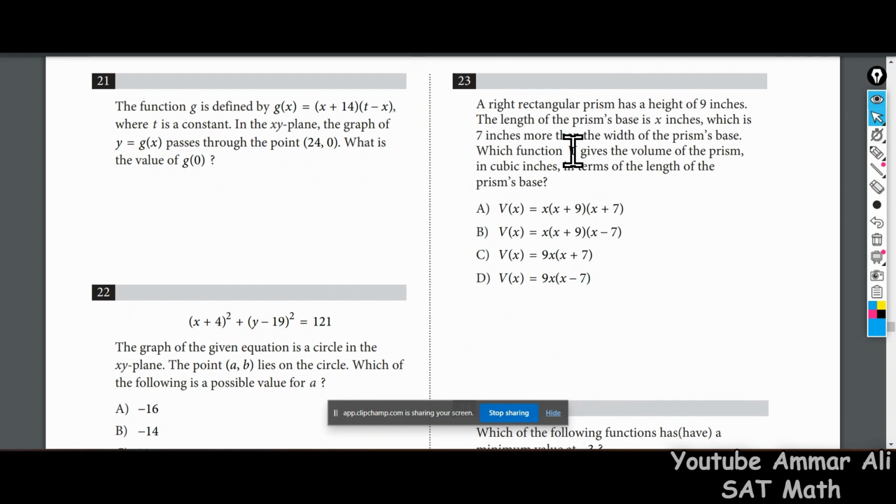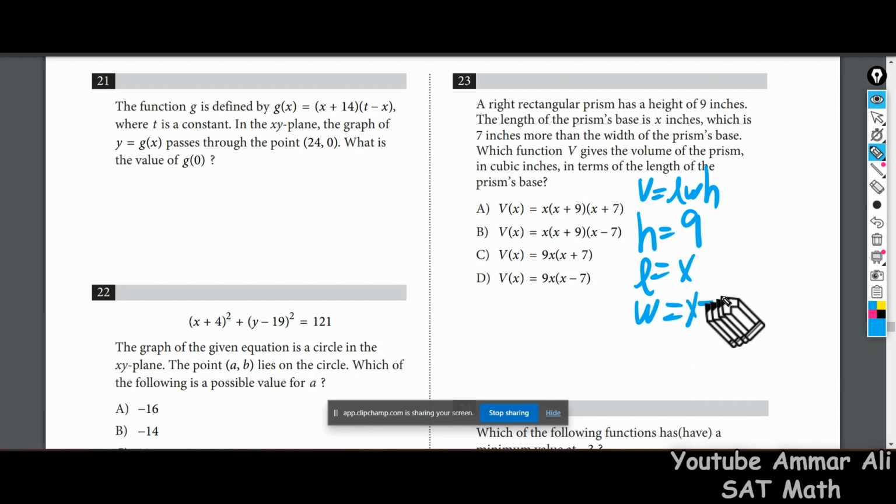For question 23, here, the trick is to understand what the length, width, and height are, right? Because volume is just simply L times W times H. So H is pretty easy. That's just the height. That's just going to be 9. What is the length? The length is going to be X, right? So L is going to be X. And they're saying the length is 7 inches more than the width. So then the width is just simply going to be x minus 7, right? So the width is just going to be the length of the base minus 7 inches, right? So they were trying to trick you right here, when they said 7 inches more.